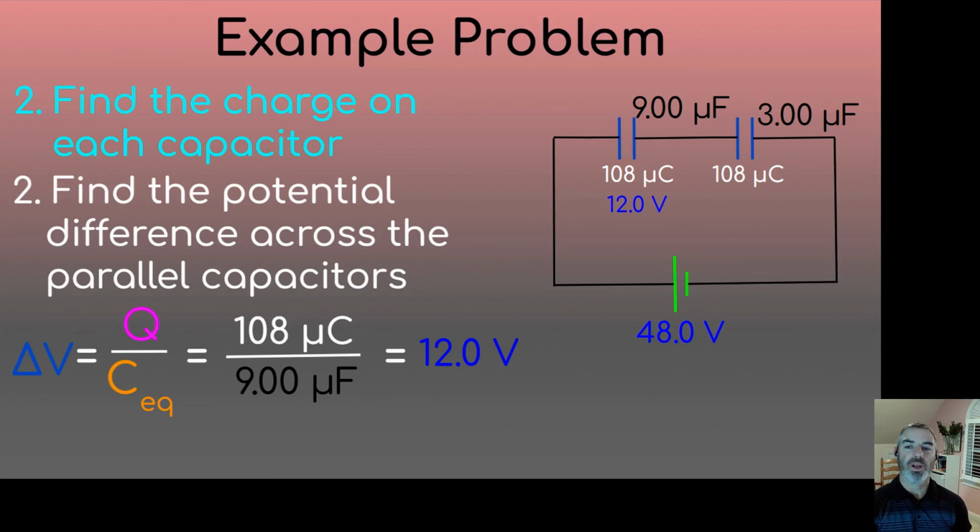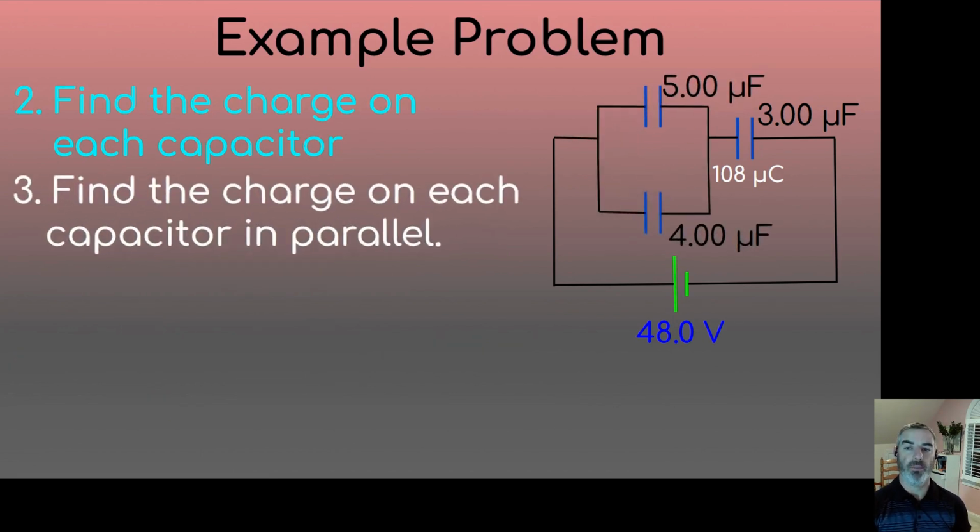So now we're going to find the charge on each capacitor in parallel. So we bring back our original diagram, and we know that each capacitor stores 12 volts of potential across the plates and has a total of 108 microcoulombs of charge moved off of both capacitors.